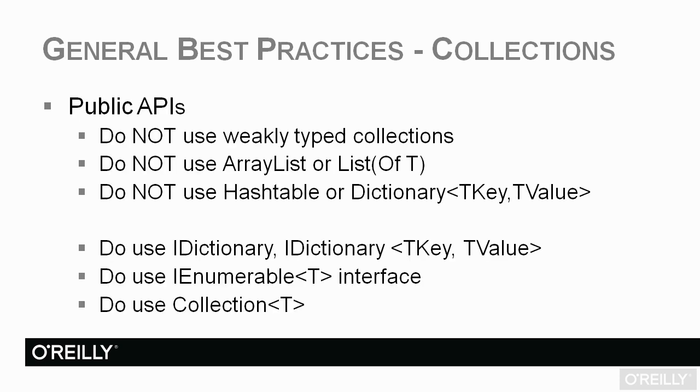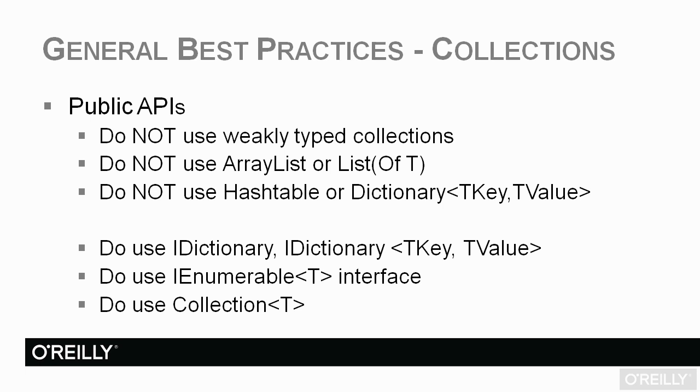And then Microsoft has some guidelines for the types of collections to be used on public APIs. It suggests that you don't want to use weakly typed collections, that you want to use templated types of collections as opposed to just generic lists. And by generic lists, I don't mean System.Collections.Generic.List. I mean the actual list, like ArrayList, that does not have a particular type.